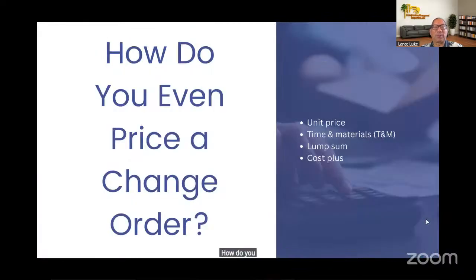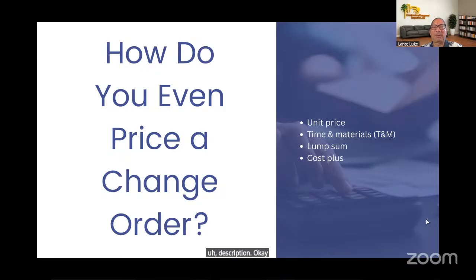How do you even price a change order? Okay, there's different ways. There's unit cost, time and materials, lump sum, and cost plus. Unit price is for each item, there's a price. And when I say each item, it's a unit description.